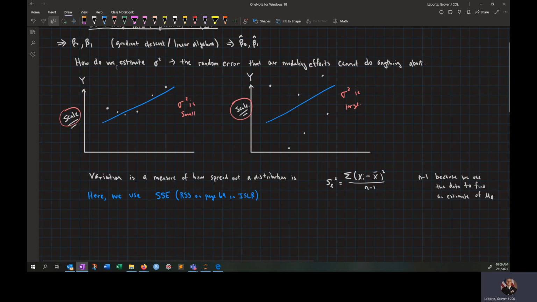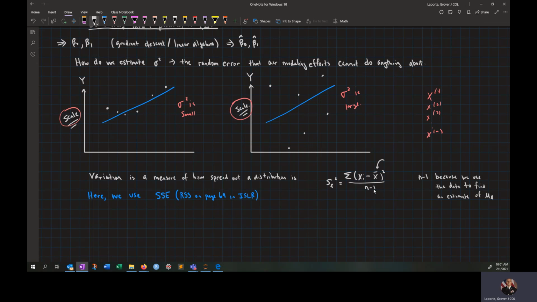Okay, so let's remember what variation is real quick. It's just a measure of how spread out the distribution is. And if we had data, x1, x2, x3, up to xn, we had n pieces of data here, and we wanted to say, well, how spread out is this data? Then what we would do is simply sum the squared distances away from the mean, right? So we're going to use the data to calculate x bar first, and then go through each one of those pieces of data and subtract out whatever x bar is.